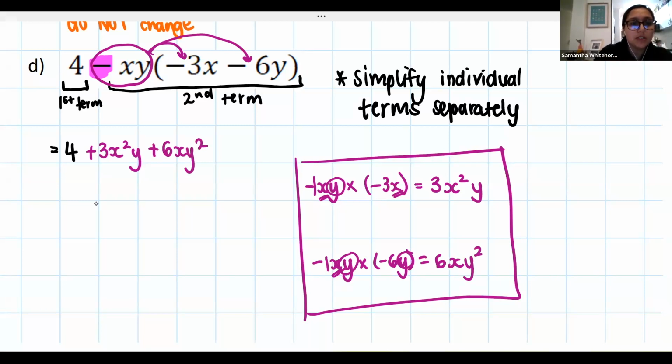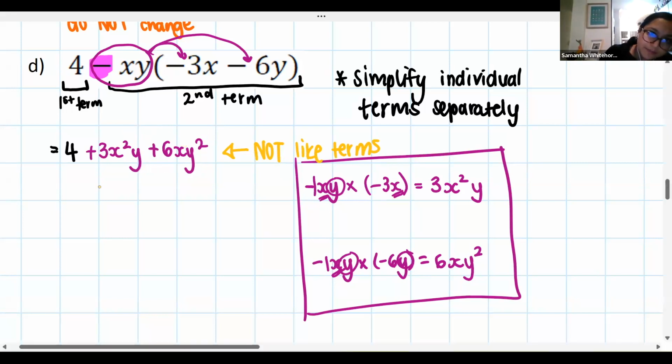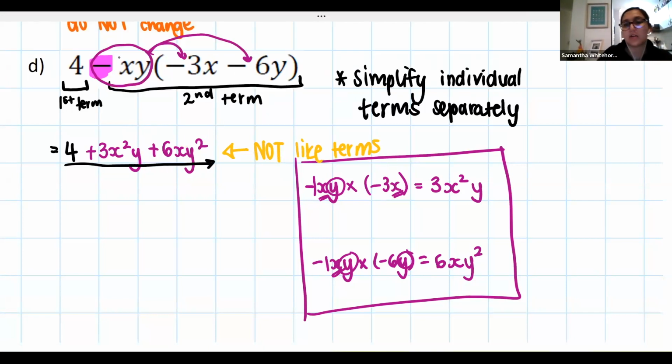Remember, of course, to double check for like terms. These are not like terms, guys. Be very careful. There are no like terms here. Yes, these last two have got an x and a y in them, but the x has a squared here, whereas this x has a 1. This y has a 1 here, whereas that y has a squared. So the exponents are not the same. And so what that means is that I do not have like terms here. Because I have no like terms, that is my final answer.